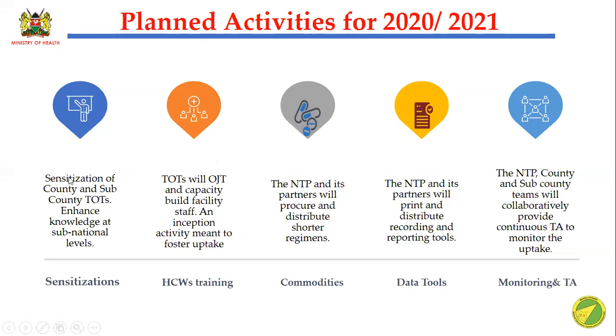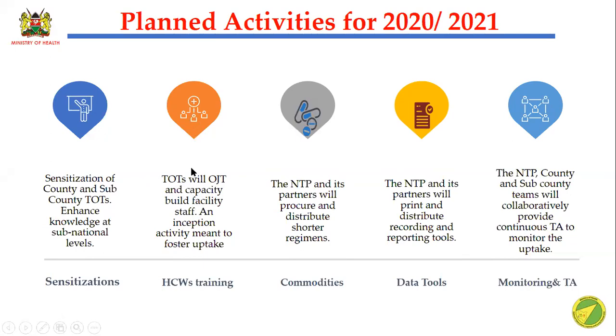So after the national team was sensitized, we went ahead to sensitize the county and sub-county TOTs, who will mostly be interacting with you at facility level to also build the capacity of healthcare workers in our different facilities. These TOTs will do on-job training and capacity building at facility level. So what we're doing today is part of this. Sensitization and learning is a continuous process, and we do it in various ways.